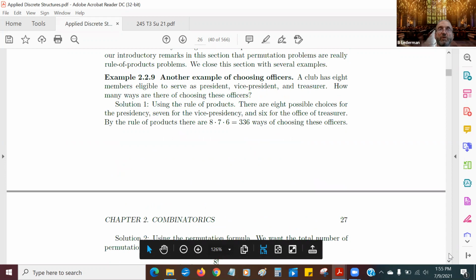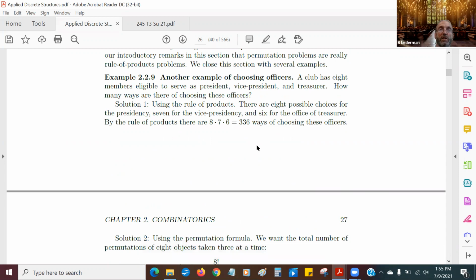Now let's look at an example or two. Let's do another example of choosing officers. The club has eight members eligible to serve as president, vice president, and treasurer, so 3 officers. How many ways are there of choosing these 3 officers? Using the rule of products, there are 8 possible for the president, then 7 left who will be vice president, and 6 left who will be treasurer. That's 8 times 7 times 6, which is 336 ways.